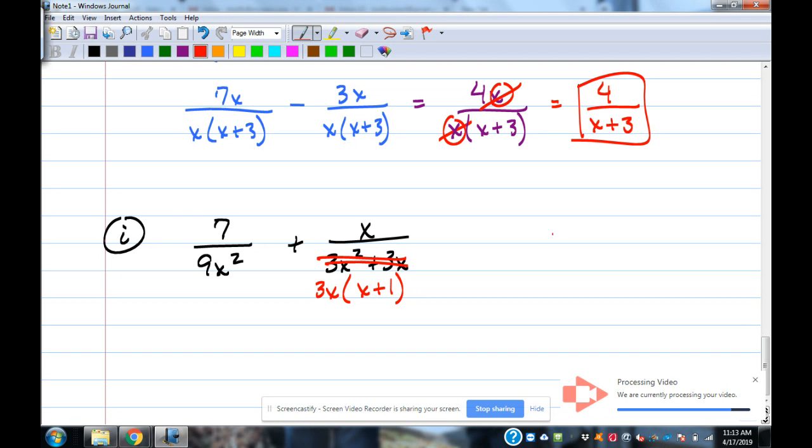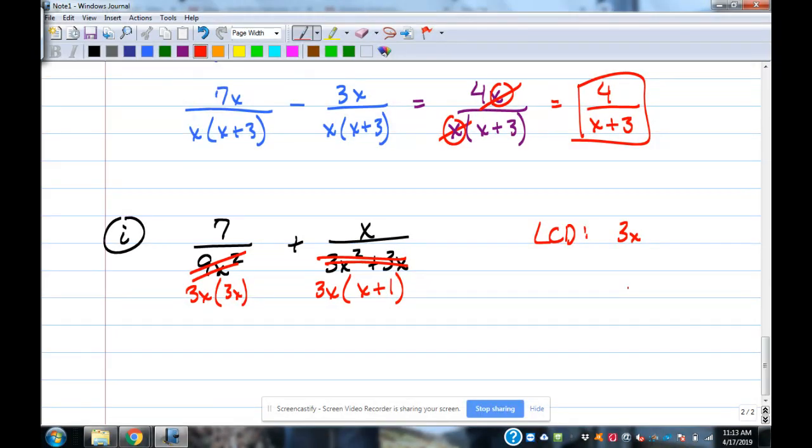Go to find the least common denominator. What do they have in common? That's good. That 9x squared is actually 3x times 3x. That's right. Okay? So we have a 3x in common. That's one of them.